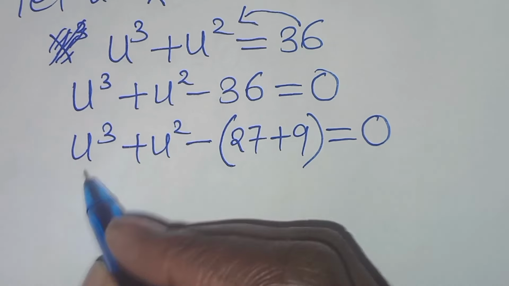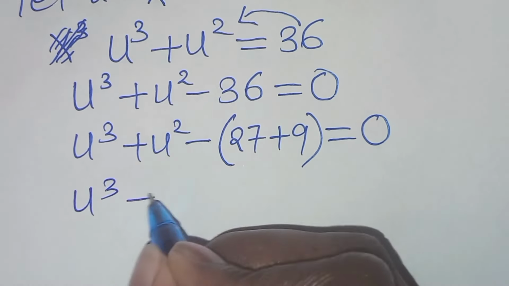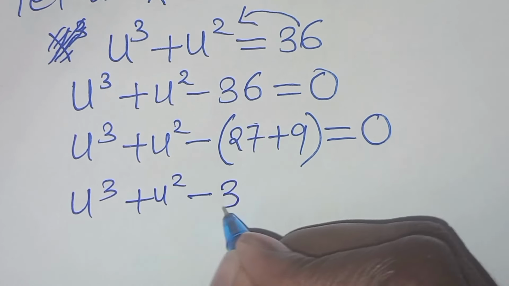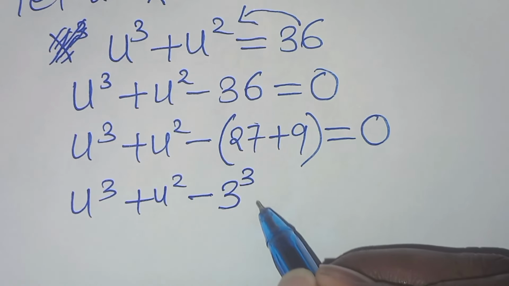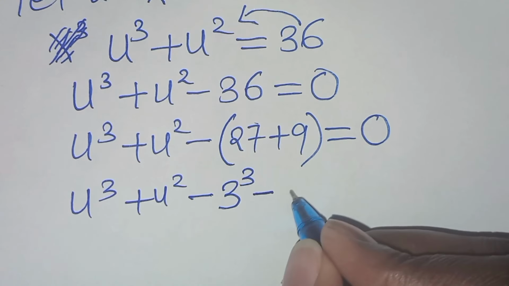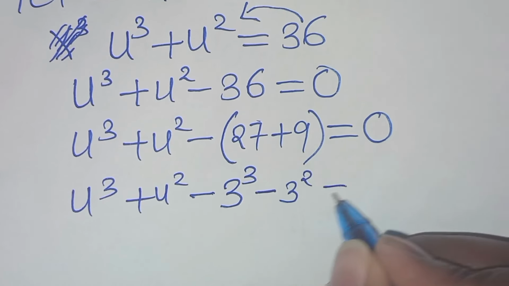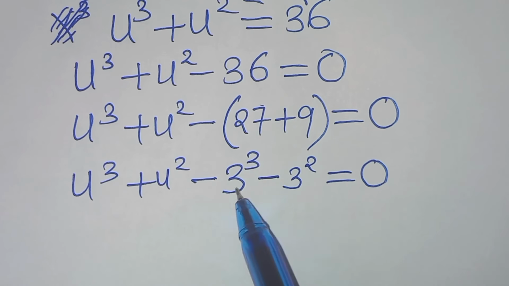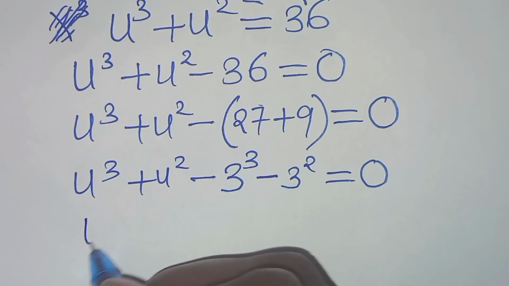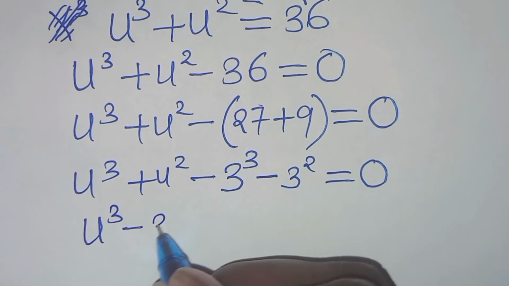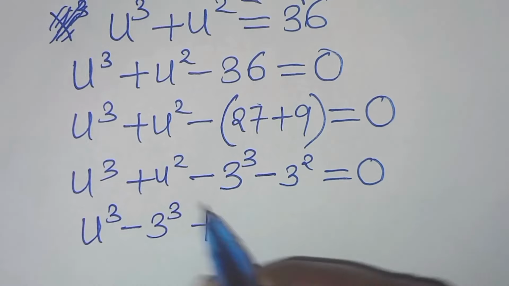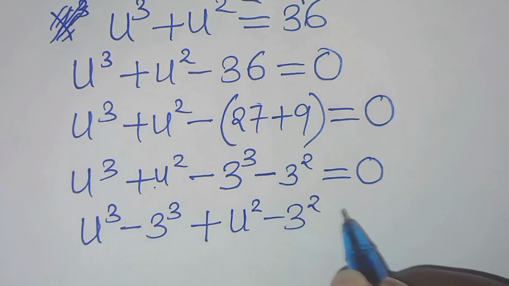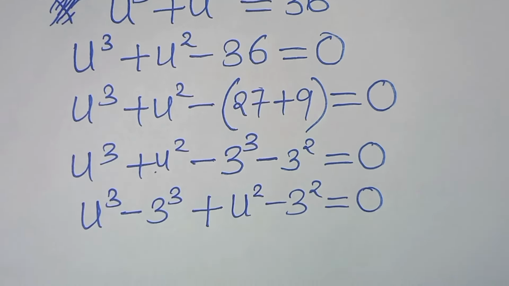So this implies that we have u to the power of 3 plus u squared minus 27, which can be expressed as 3 to the power of 3, then subtract 9, which we can express as 3 to the power of 2. This is equal to 0. So we have u to the power of 3 and 3 to the power of 3, so we can write this as u to the power of 3 minus 3 to the power of 3, then plus u to the power of 2, subtract 3 to the power of 2. This is equal to 0.